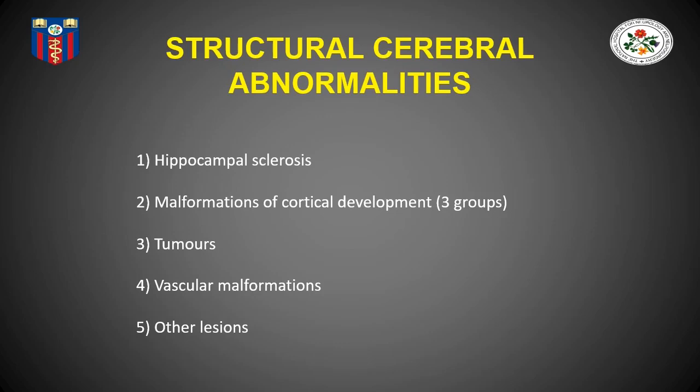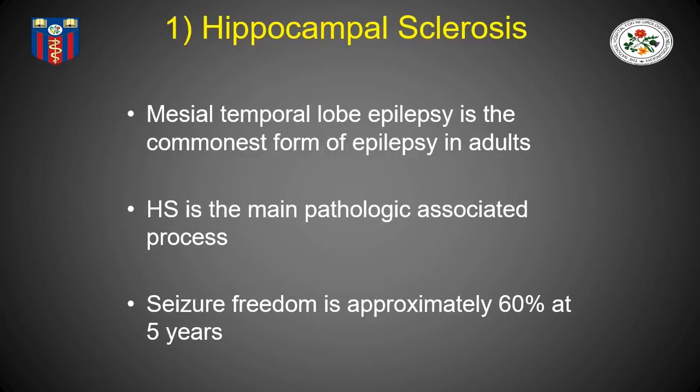The structural abnormalities which are most commonly found in epilepsy are hippocampal sclerosis, malformation of cortical developments, tumors, vascular malformations, and other lesions. Hippocampal sclerosis is the commonest form of epilepsy in adults, and hippocampal sclerosis is the main pathologic finding associated with this. It is important to be able to recognize these abnormalities, as a surgical approach has 60% chances of rendering the patient seizure-free at about 5 years.